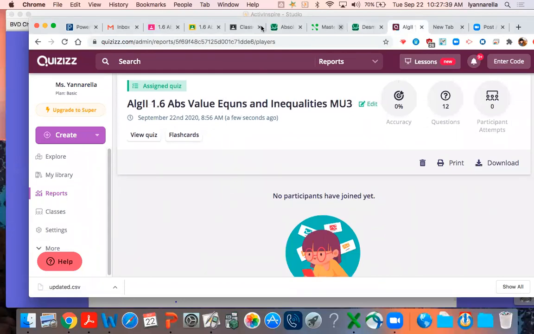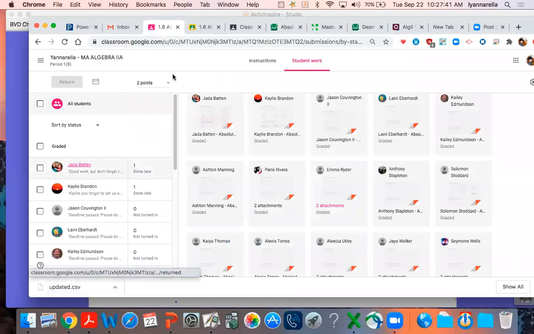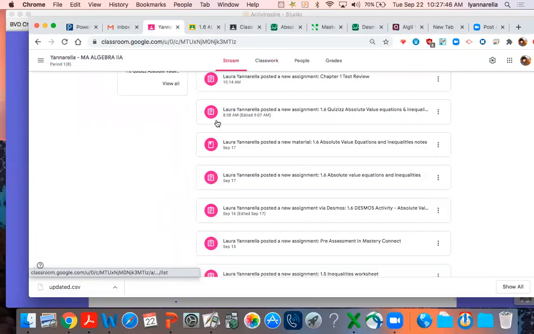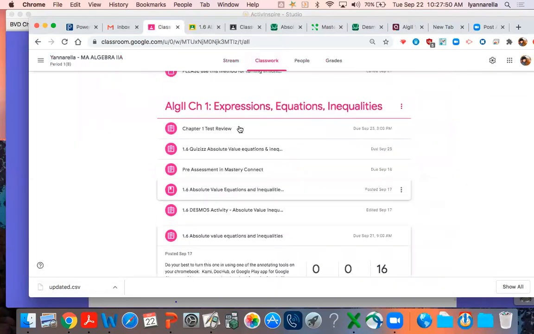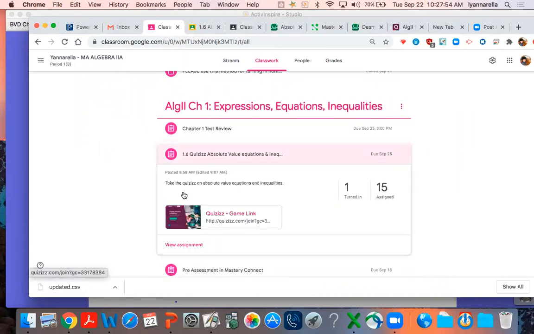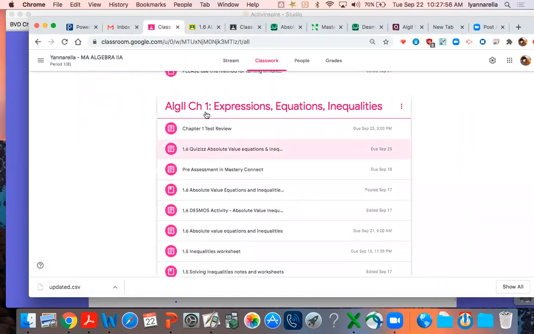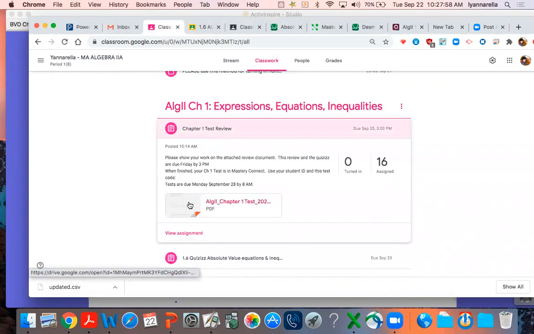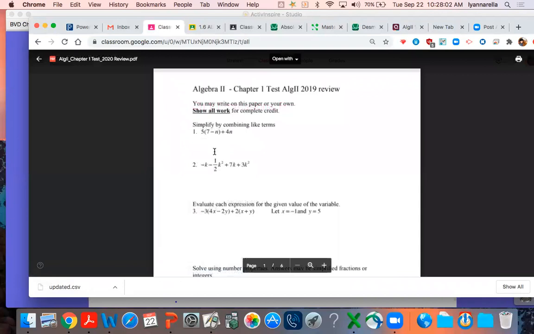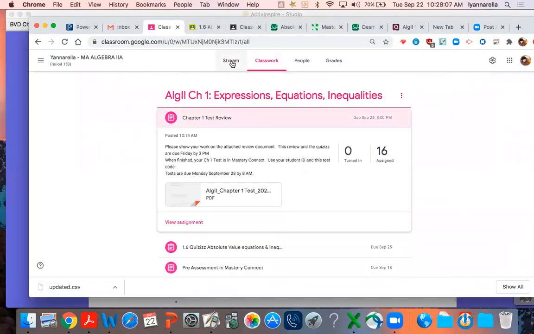I will post that in Google Classroom and you will see it under the quizzes tab. The top two things should be the test review and the quizzes. When you go in, you'll have a quizzes link, and then the test review will be a downloadable PDF. You can mark right on top of it. You can download it, make your marks on it in Kami, and then upload it back to me.